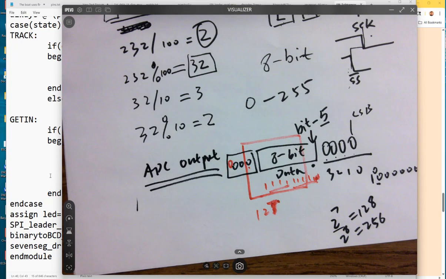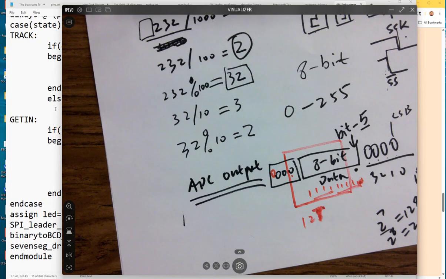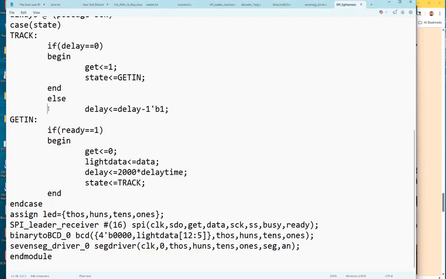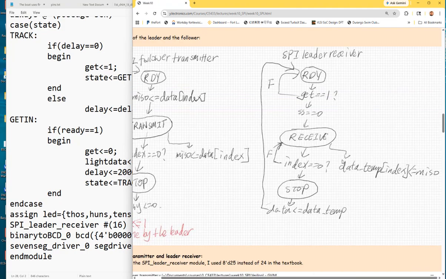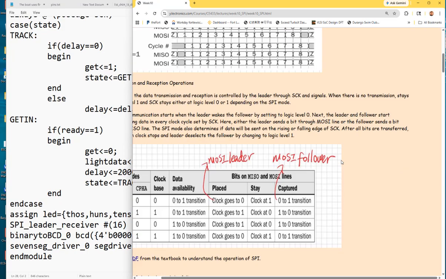Anyway, let's see other questions in the in-class. Number 4, right? Number 4. Which mode is this operating at? Leader receiver. No, I mean the SPI mode. Oh. So SPI has different modes, right? It has 4 modes: mode 0, 1, 2, 3, right? Mode 1, 2, 3.